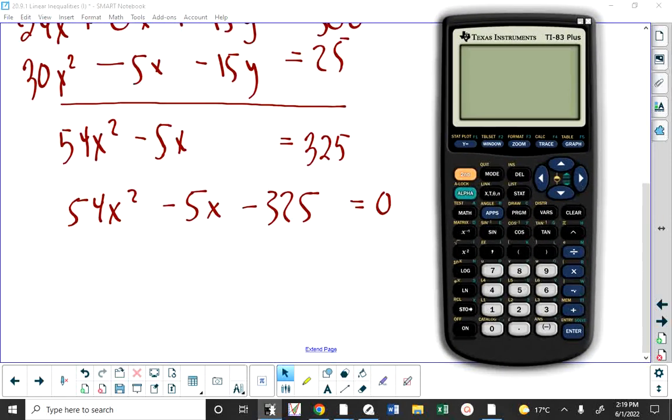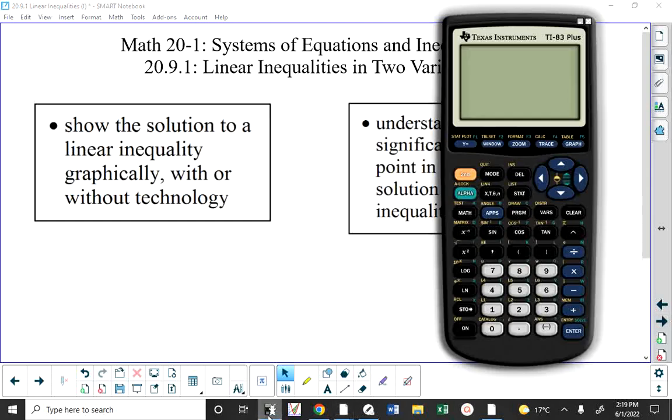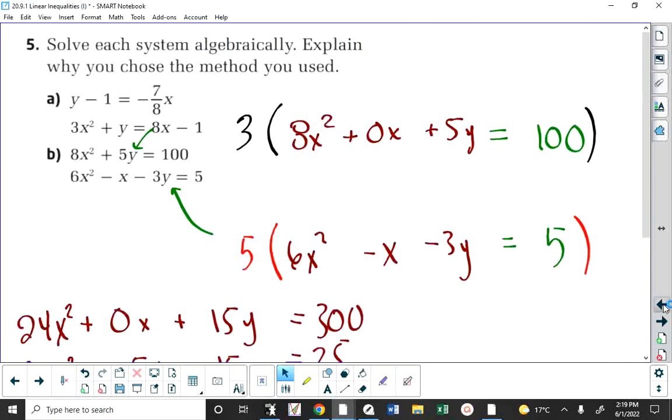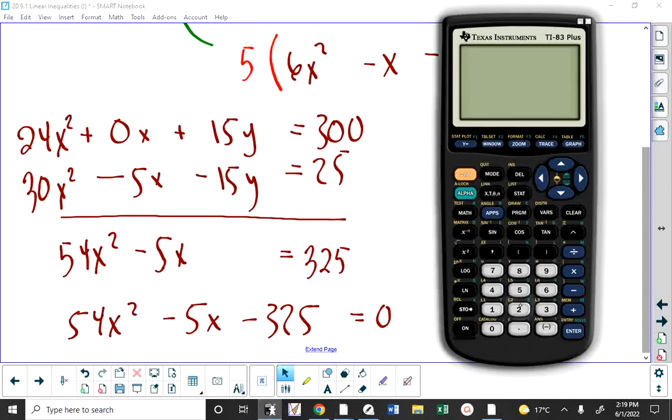25 minus 4 times 54 times negative 325. How long would you let me do that before you told me my calculator wasn't on? Quite a while, I'm guessing. Let's try that again. Negative 5 squared. Let me go back to the problem here. Okay. Negative 5 squared is 25 minus 4 times 54 times negative 325.